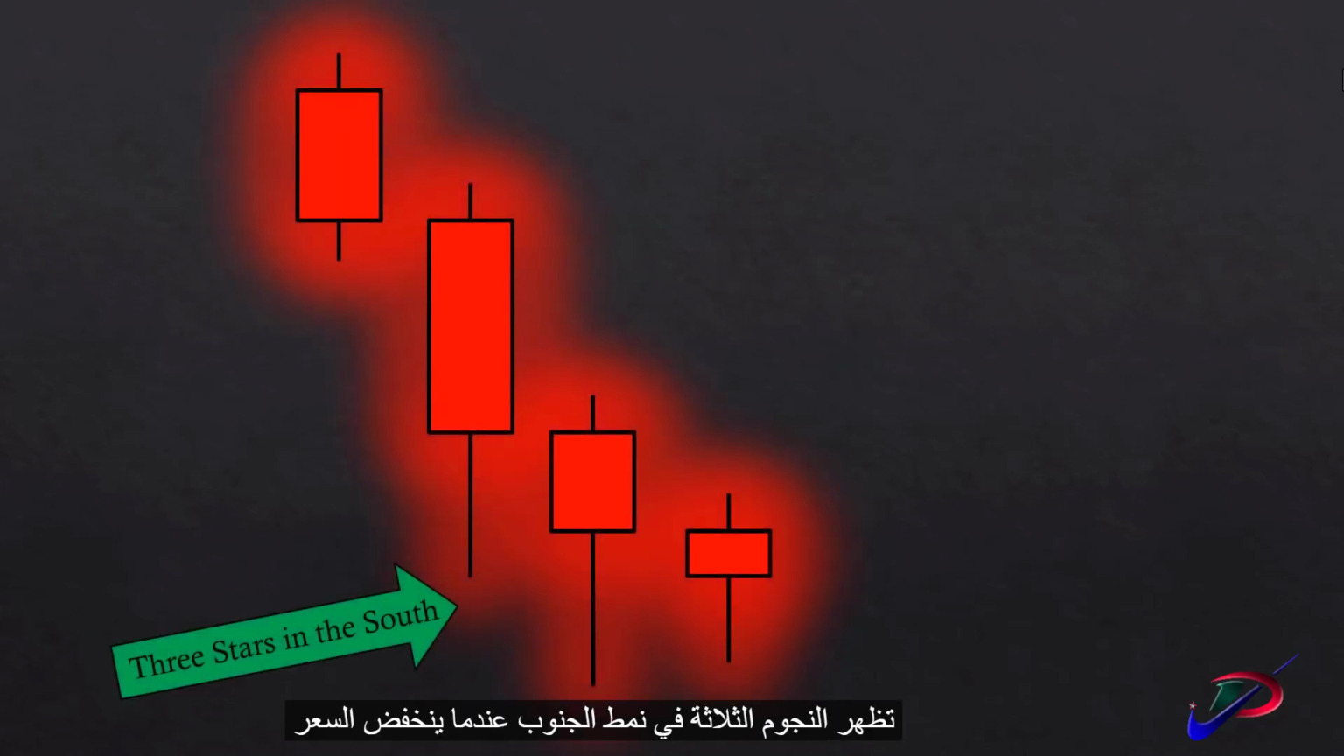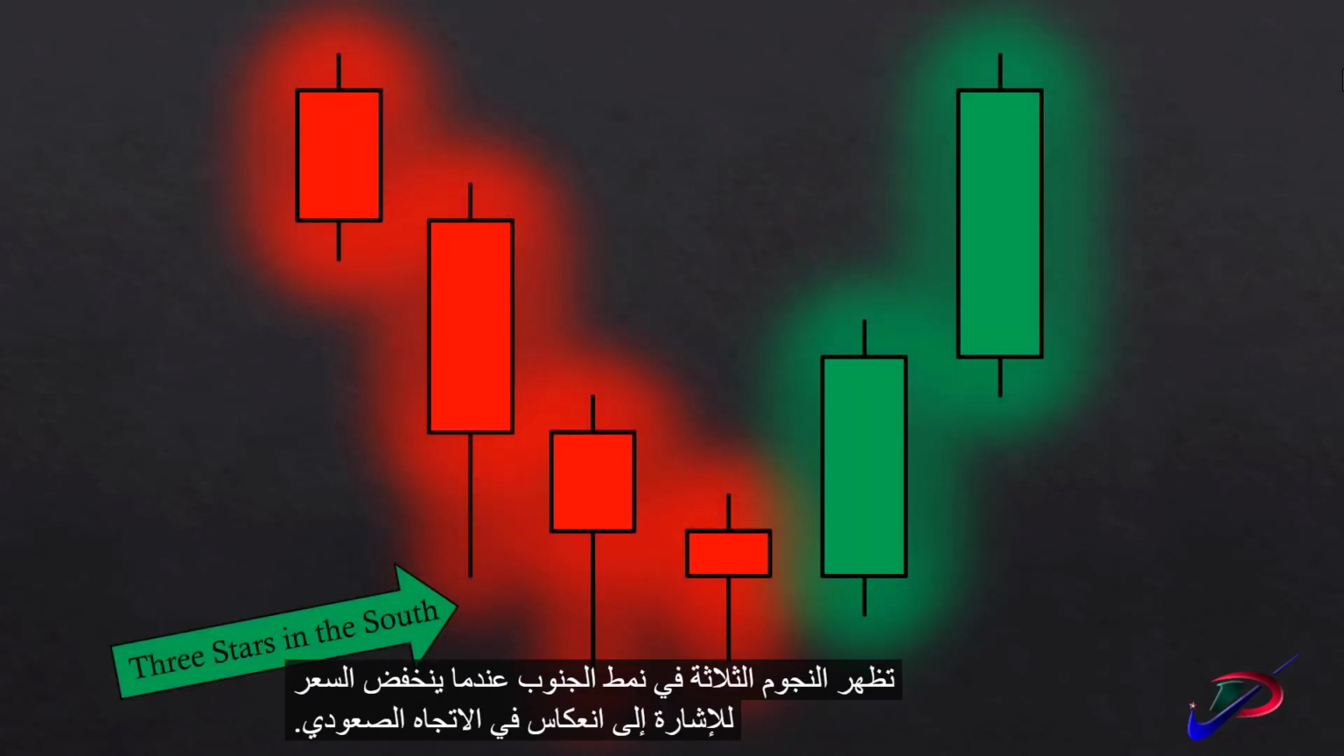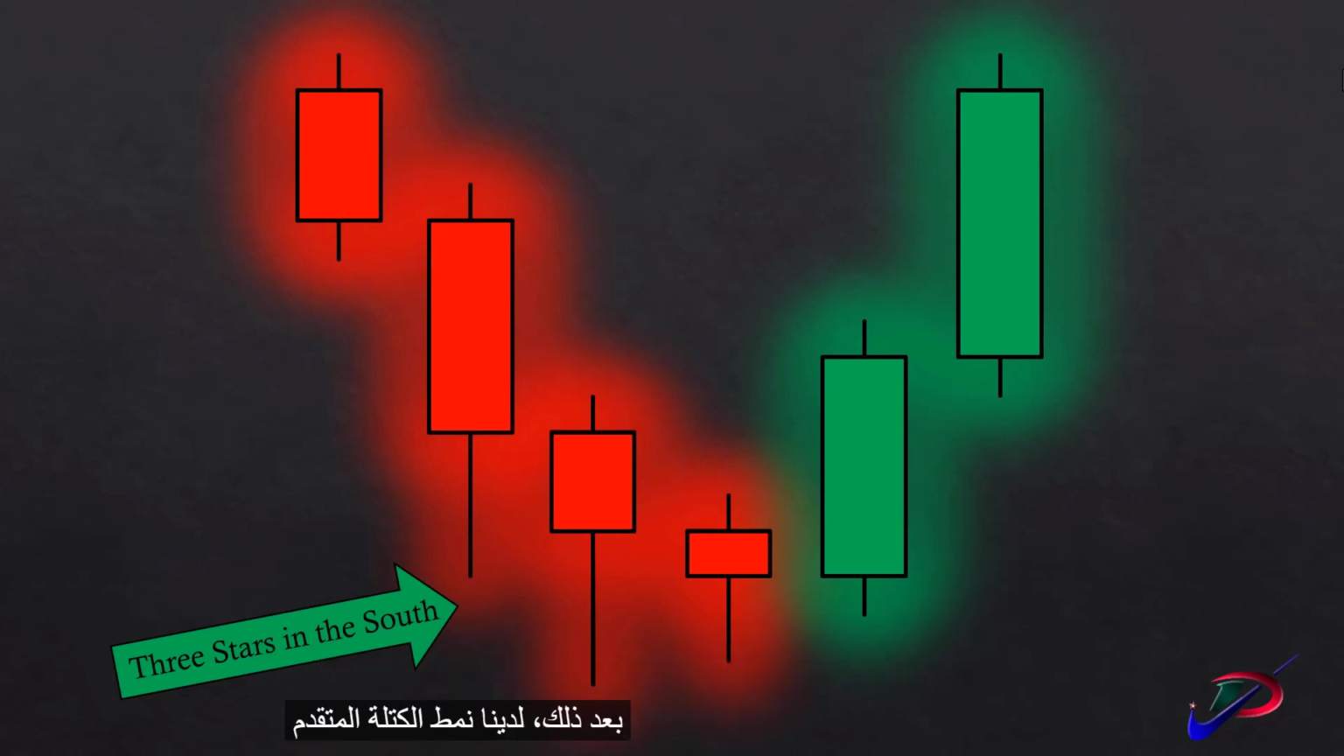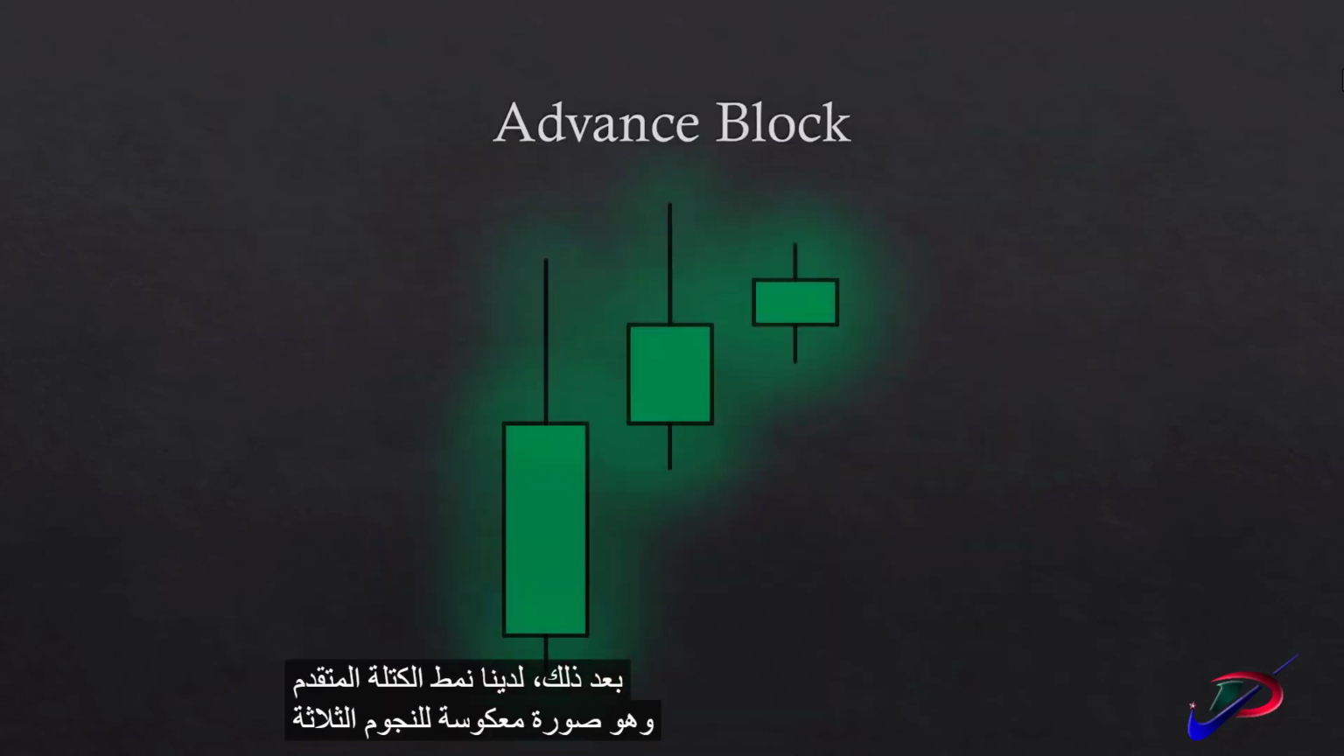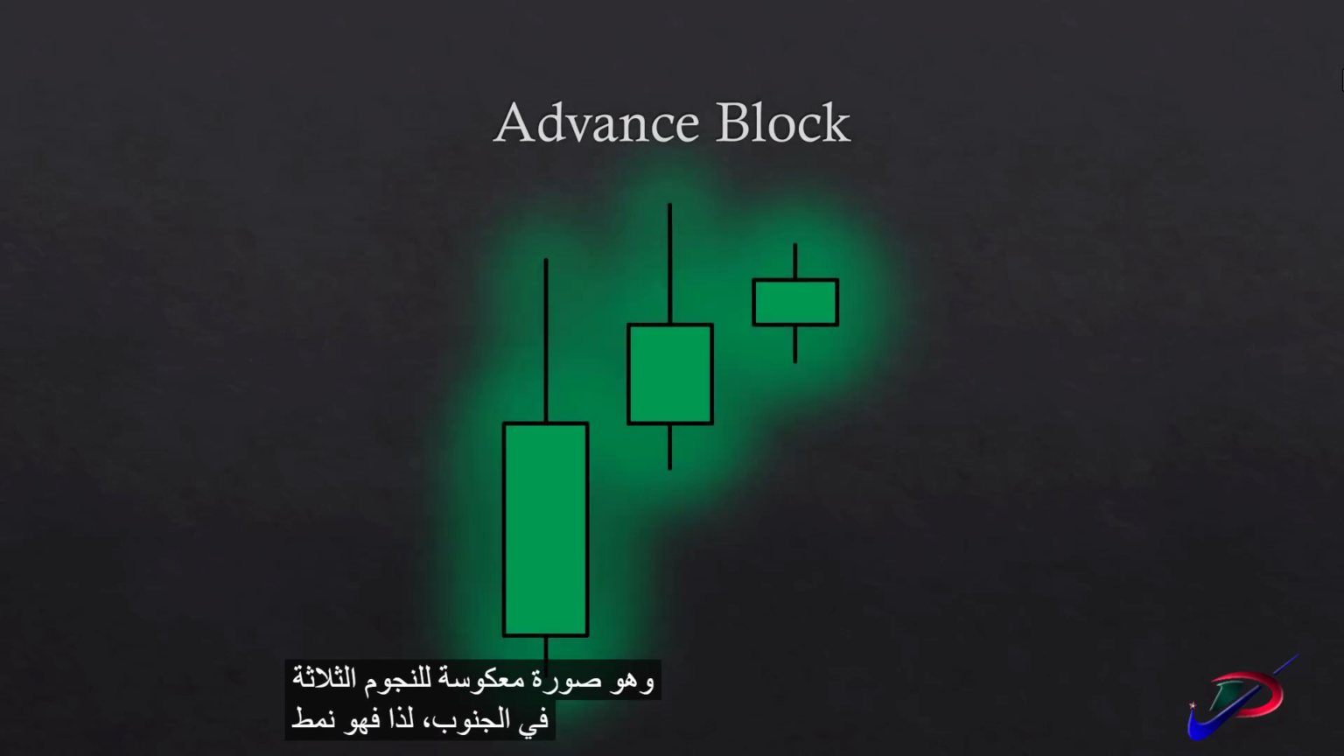The three stars in the south pattern appears when price is going down in order to signal a reversal to the upside. Next we have the advanced block pattern, which is the mirror image of the three stars in the south, so it's a bearish reversal pattern.